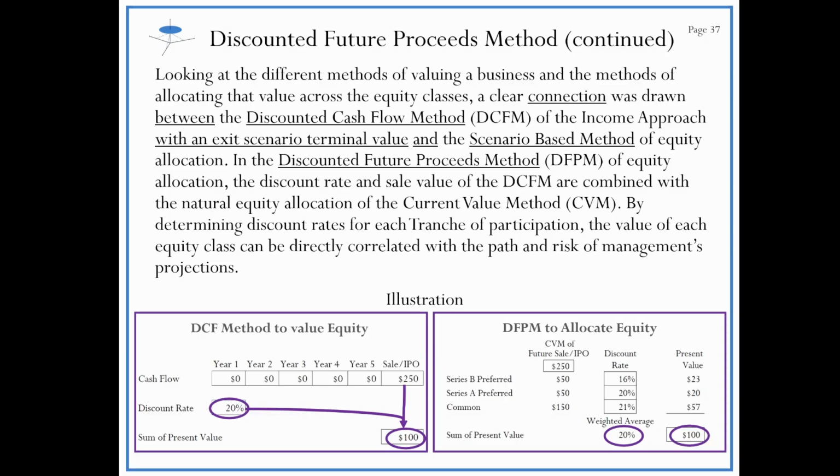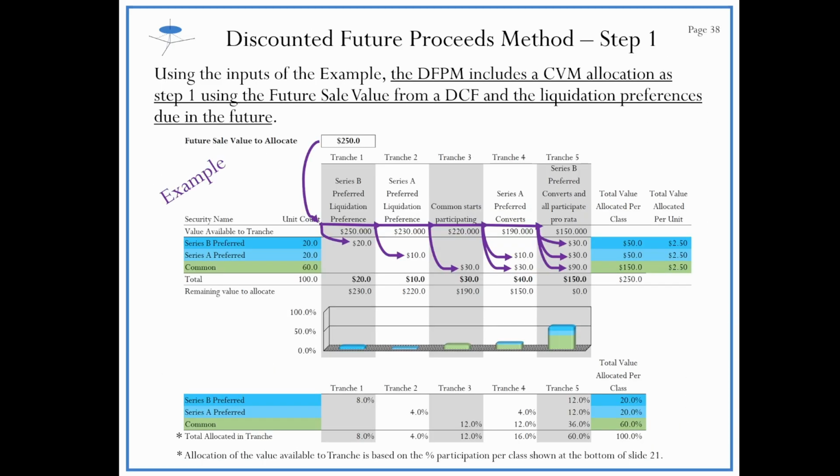Let's examine this method using the capital structure and the total business value shown of $100. In the example, we determined that $250 would be the exit amount allocated to equity at the end of the same period used in the OPM. The exit date was 5 years. The change in value implies a 20% return over the 5 years if all cash flow came at the exit date. Allocating the value to each class using a CVM, current value method, at the exit date results in each class receiving $2.50 per share.